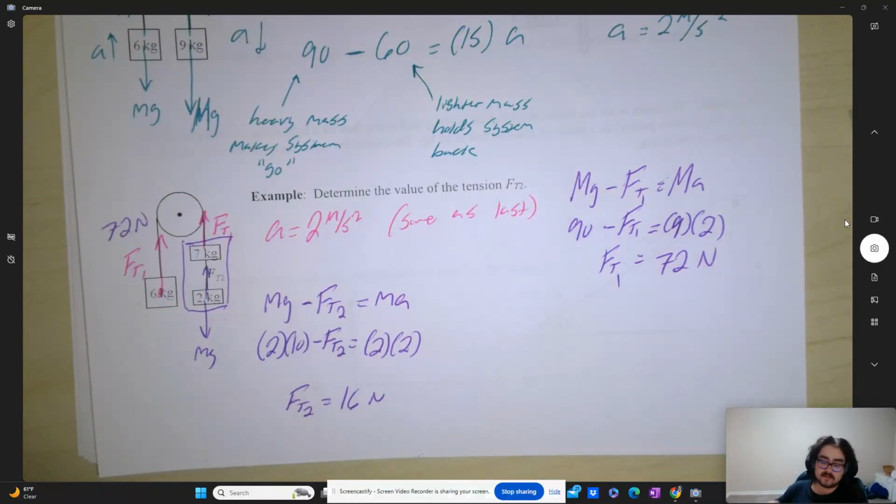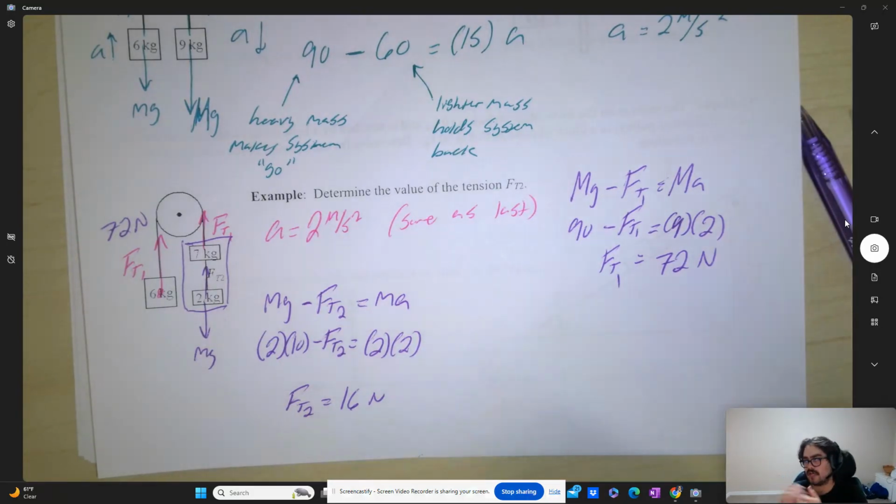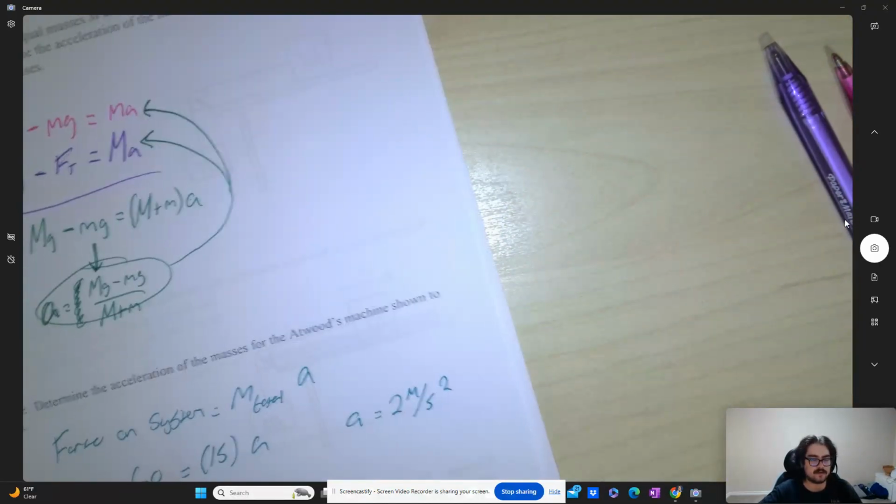So we actually solved for both tensions there. You can use either mass. In my opinion, it's easiest to do with the 2 kilogram mass because it only has the tension force going up. It doesn't have to deal with mg and tension force going down. We already did that one. That was a different page.